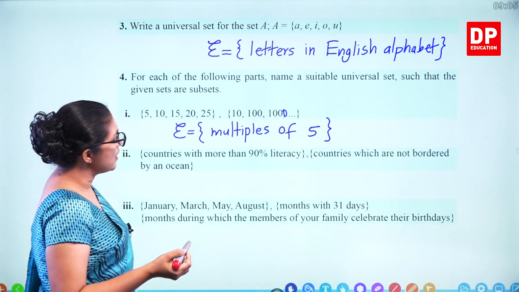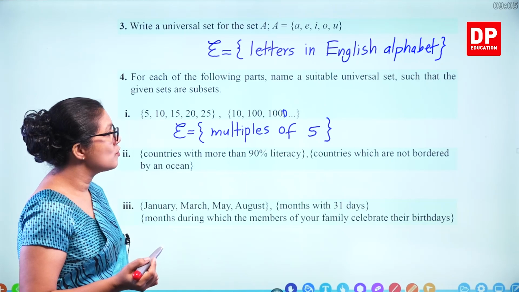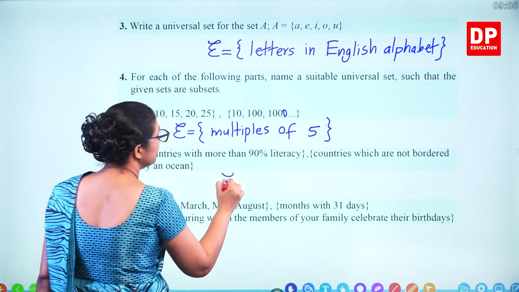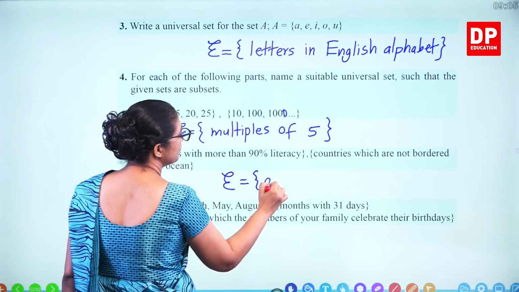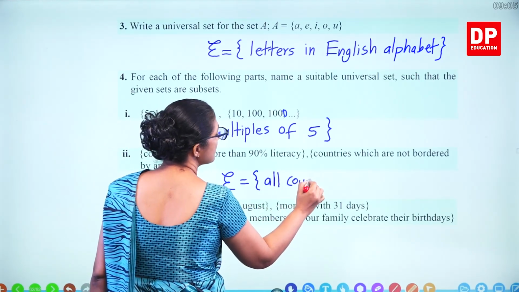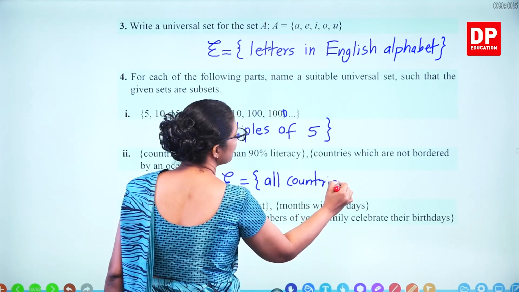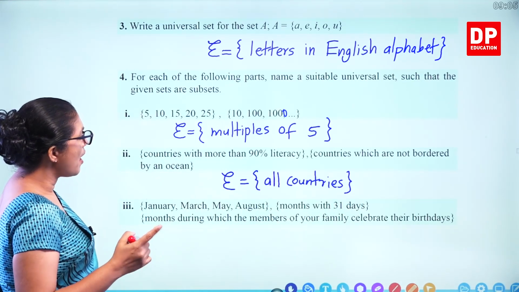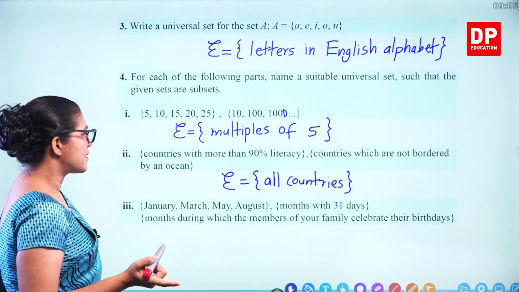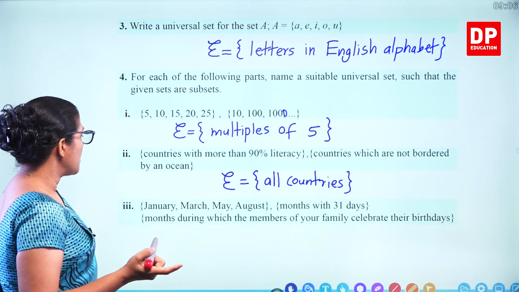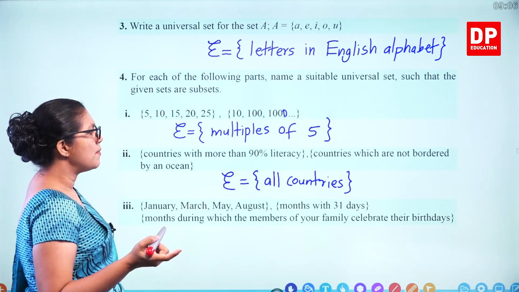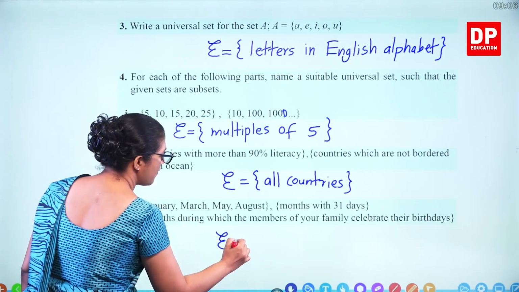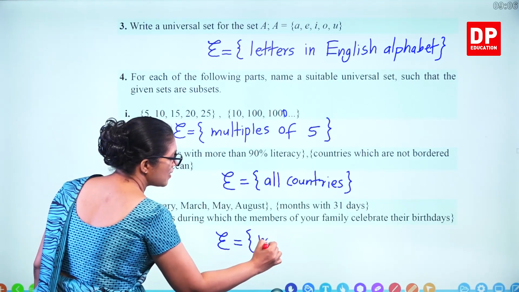Countries with more than 90% literacy and countries which are not bordered by an ocean. All countries. January, March, May, August and months with 31 days. Months during which the members of your family celebrate their birthdays. All about months. You can write months in the year.